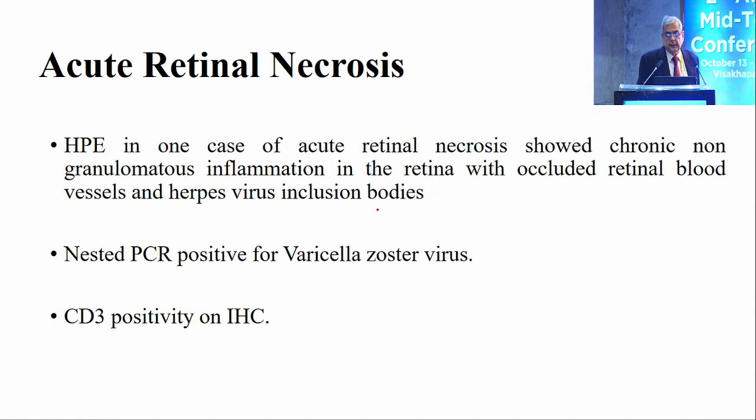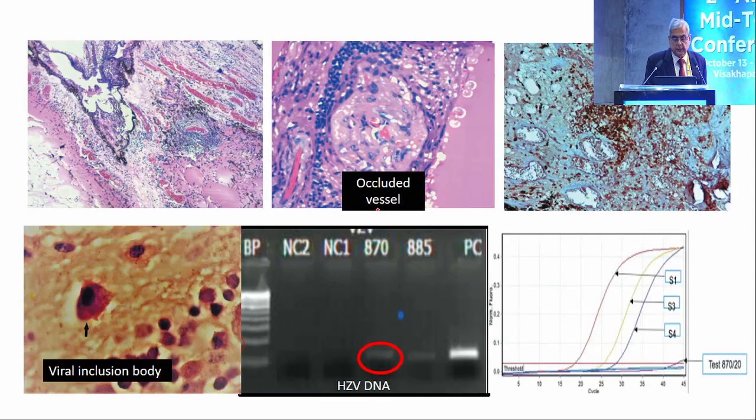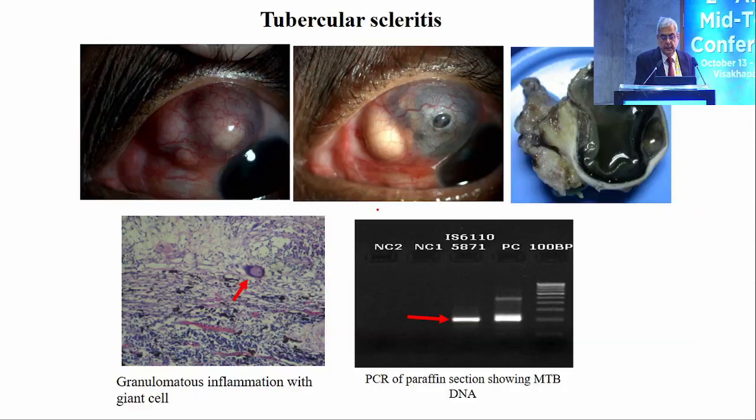In acute retinal necrosis, showed chronic non-granulomatous inflammation in the retina and occluded retinal blood vessels and herpes virus inclusion bodies. Nested PCR was positive for varicella-zoster virus. And here you can see inflammation in the peripheral retina, occluded blood vessels, and the CD3 positive T cells and viral inclusion bodies and herpes virus zoster DNA in nested PCR as well as the real-time PCR.